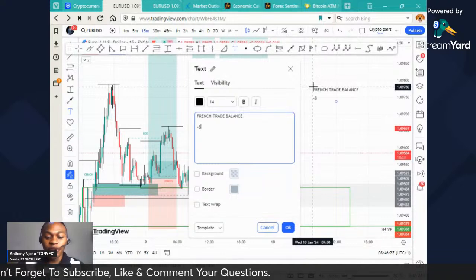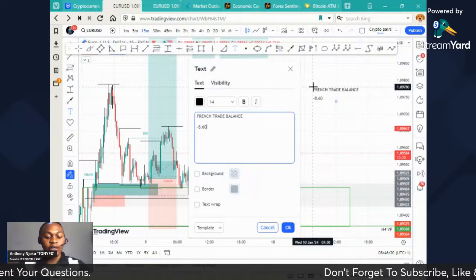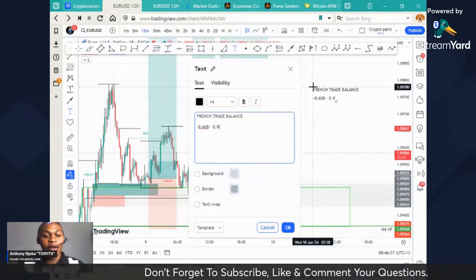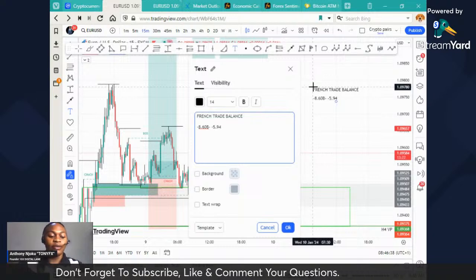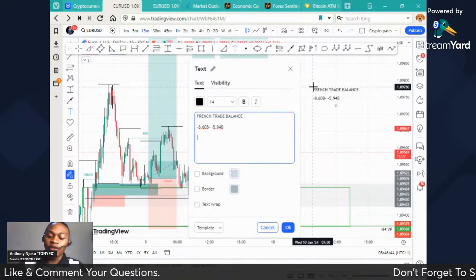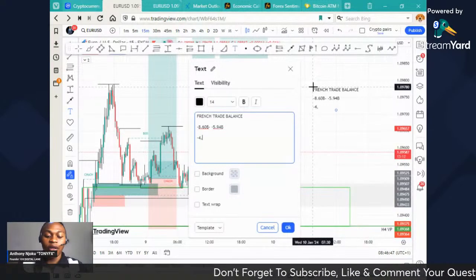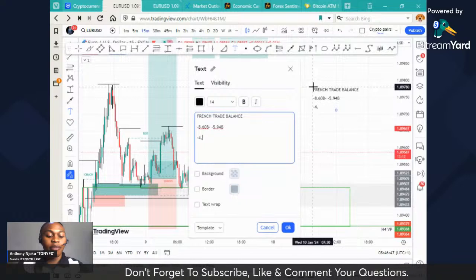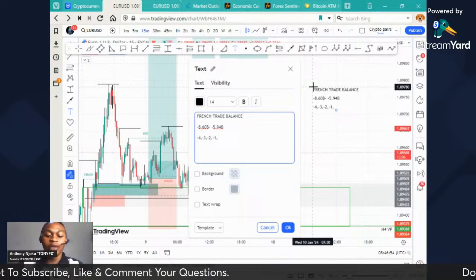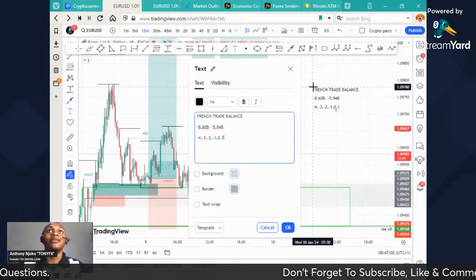The previous data was minus 8.60 billion, and now the current data is minus 5.94 billion. So it's an increase. Why I say it's an increase, because you get minus 4, then minus 3, then minus 2, then minus 1, then 0, then 1.